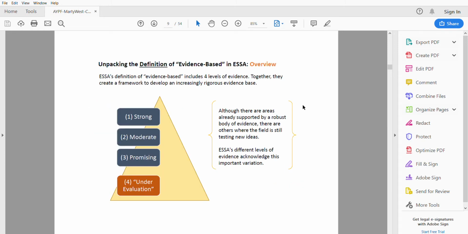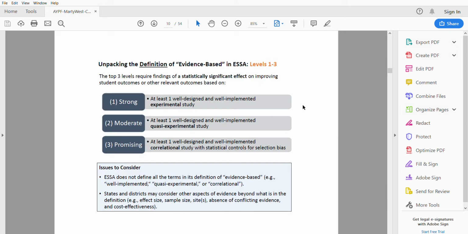We're going to talk about the definition of evidence-based in ESSA. So ESSA has 4 different levels of evidence. A program, activity, policy, etc. can have a strong evidentiary basis, a moderate or a promising evidentiary basis, or alternately, it can still be under evaluation. And ESSA defines these 4 different tiers or levels, and later tells people how this impacts what sorts of money can be spent on what sorts of policies. So on the next page, slide 10, we're going to actually talk about what evidence-based means in ESSA.